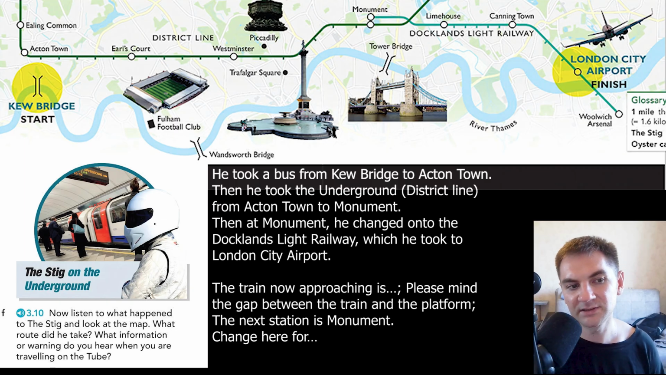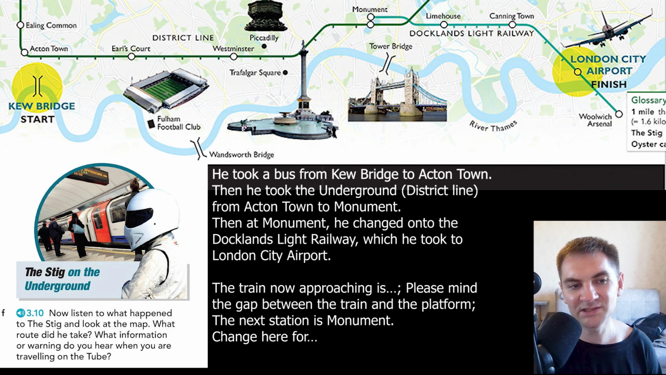Let's take a look at his route. He took a bus from Kew Bridge to Acton Town. Then he took the Underground District line from Acton Town to Monument. Then at Monument he changed onto the Docklands Light Railway, which he took to London City Airport.